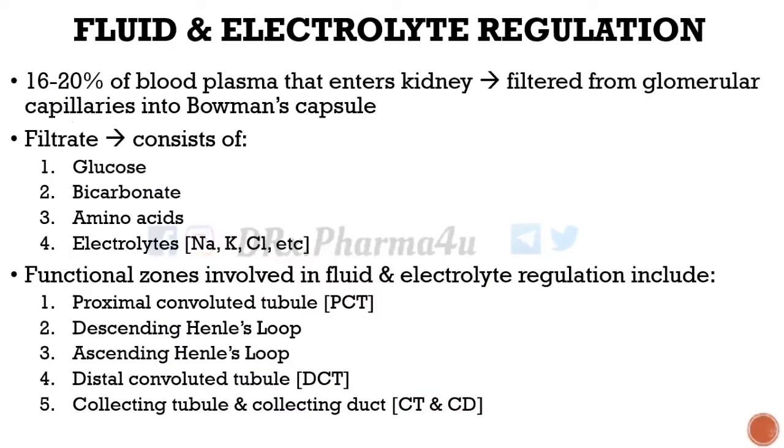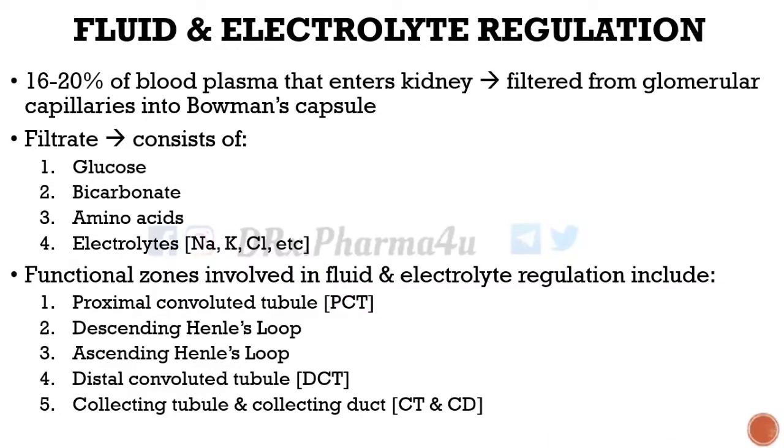When we talk about fluid and electrolyte regulation, 16 to 20% of blood plasma that enters the kidney is filtered from glomerular capillaries into Bowman's capsule. This is just a very theoretical statement. Let's come into the practical part.